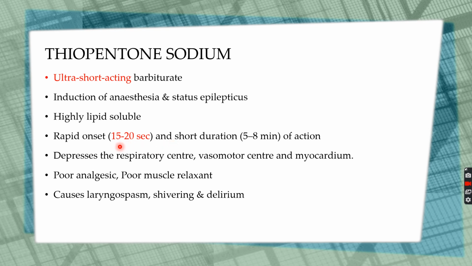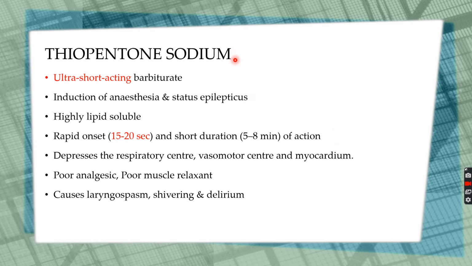And because the onset of action is faster, and because it is highly lipid soluble, redistribution happens. The faster the drug gets into the CNS, the faster it gets out of the CNS and is redistributed into the other body tissues, therefore causing a short duration of action. So the onset of action is rapid, action starts in 15 to 20 seconds, and the duration of action is also very short, less than 10 minutes. That is because there is redistribution of the drug from the CNS into the other tissues of the body.